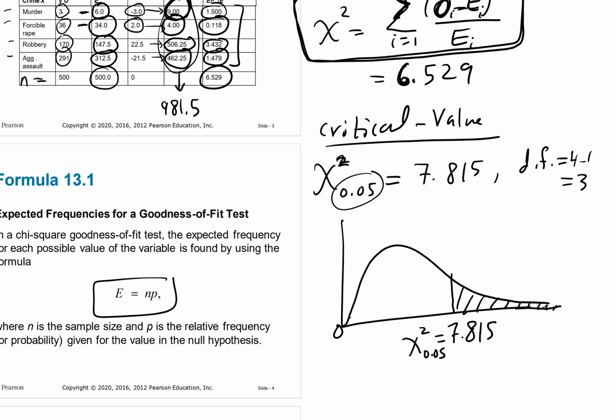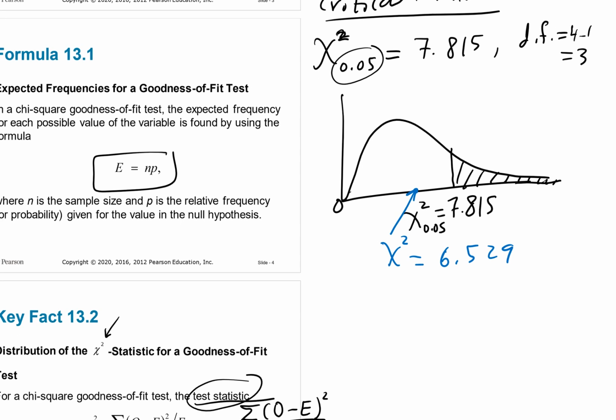Now we go back to the test statistic. This is the test statistic value. Let's see, where does it fall? Does it fall in the shaded region? No, it falls somewhere here. Chi-square 6.529. So we fail to reject the null hypothesis.